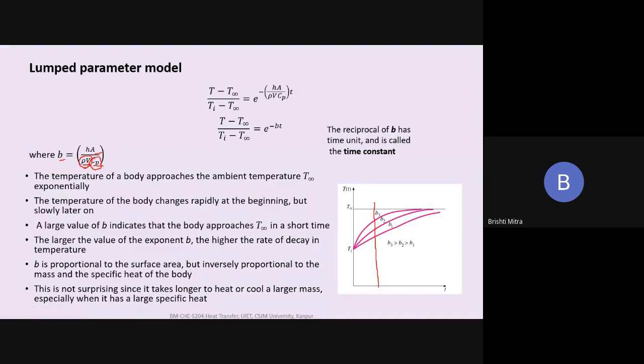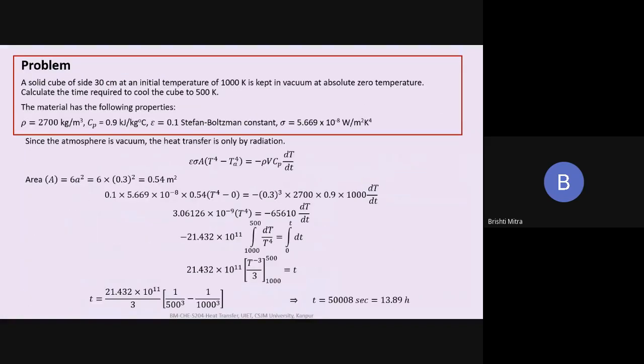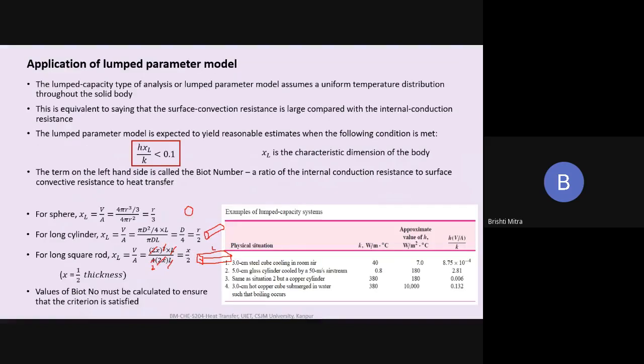And in order for this model to be successful, we had said that we had to calculate the Biot number and find out whether this Biot number was less than 0.1. If it was, then yes, what we are talking about is fine. And if not, we cannot use this model for our calculations.